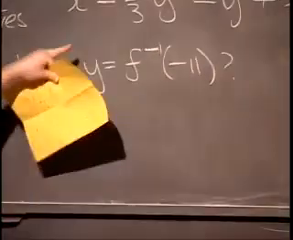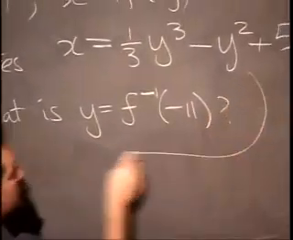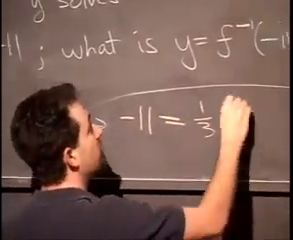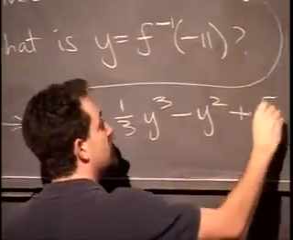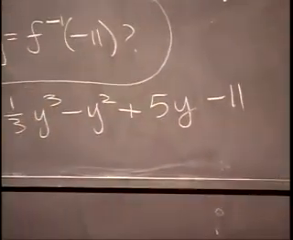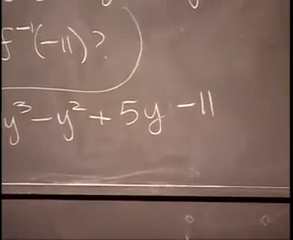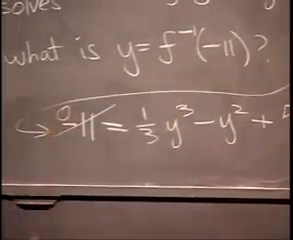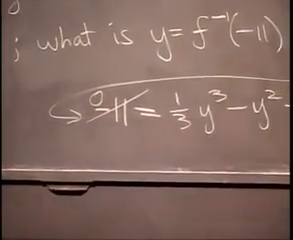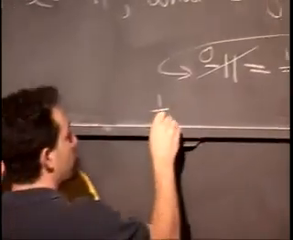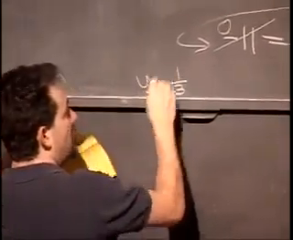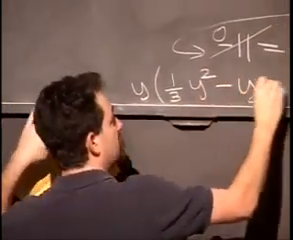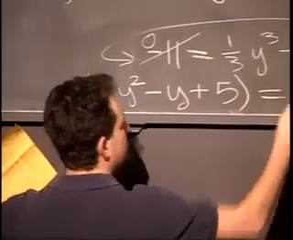Well, we can use this equation here. If x is minus 11, then we have minus 11 equals 1/3 y cubed minus y squared plus 5y minus 11. And we're actually quite lucky because we can cancel out the 11s, leaving a 0. Now we can actually factor the right-hand side. It's y outside of 1/3 y squared minus y plus 5, and that has to equal 0.